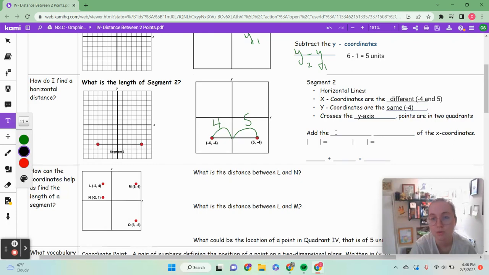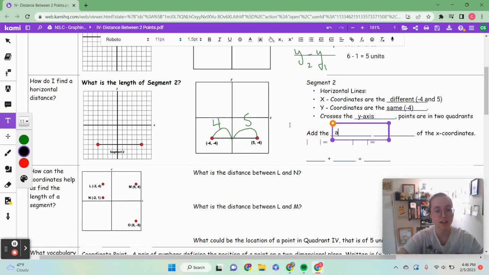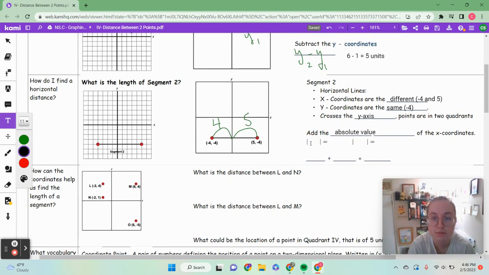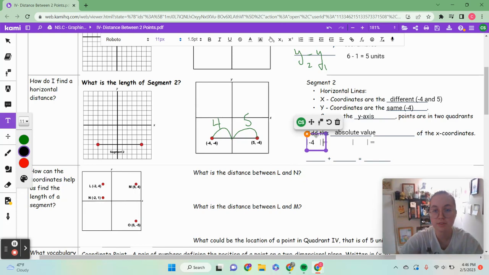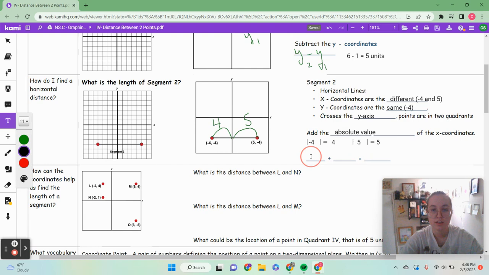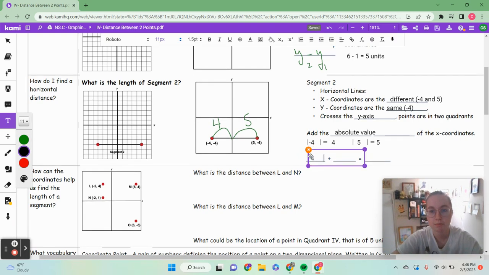So what we can do is add the absolute value of the x-coordinates together. My first x-coordinate is -4. The absolute value of -4, as we've already determined, is +4. And the absolute value of +5, our other x-coordinate, is +5. So we can just add those together. 4 plus 5 gives us 9 units.